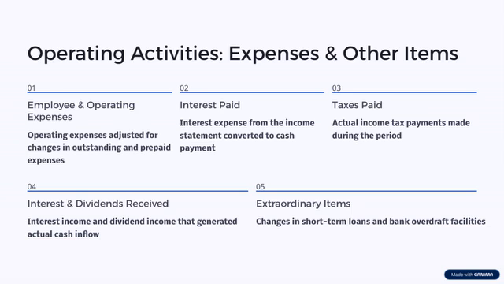Lastly, the employee and operating expenses section adjusts operating expenses for changes in outstanding and prepaid expenses. This adjustment gives us a clearer picture of our true cash expenses related to daily operations. All these points tie into our overall operating activities, helping us understand how expenses and other items impact our cash flow. Keeping track of these details is essential for effective cash management and strategic planning.